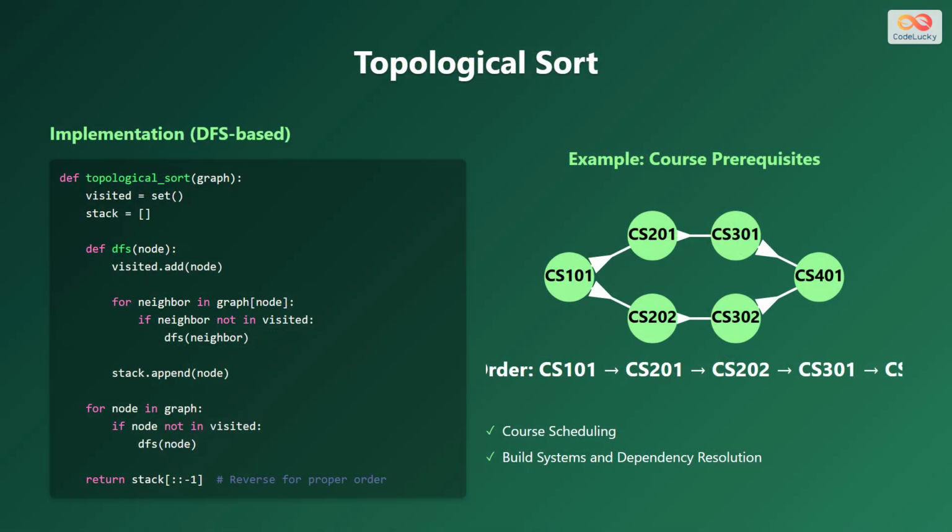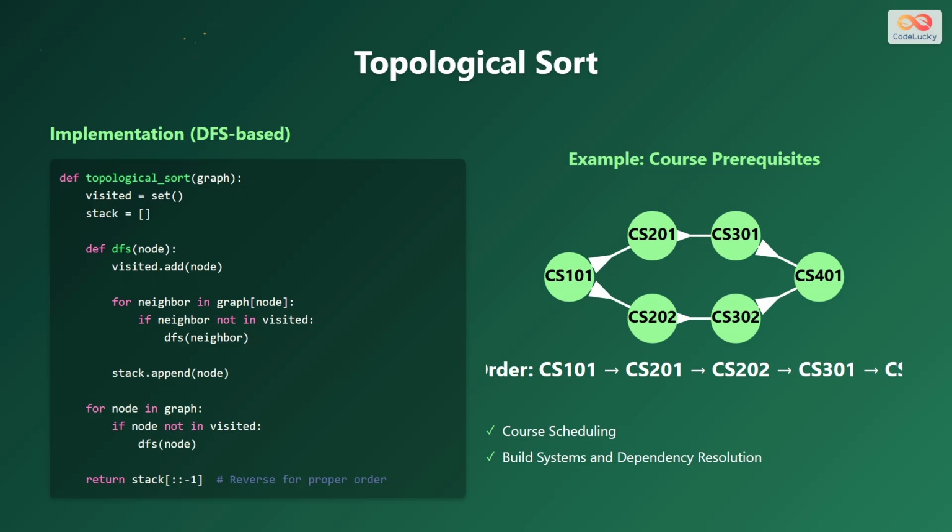Topological sort is an algorithm for ordering the nodes in a directed acyclic graph, also known as a DAG, in such a way that for every directed edge from node A to node B, node A appears before node B in the ordering. The code on the left shows an implementation of topological sort in Python using depth-first search.